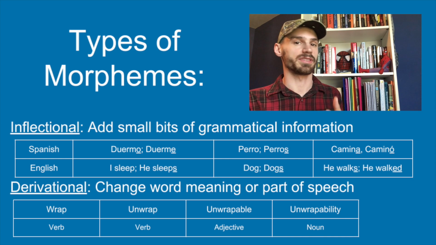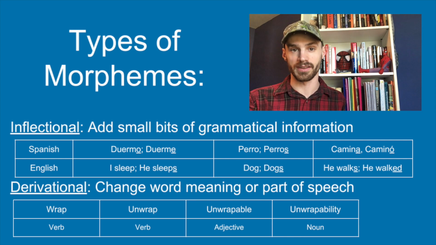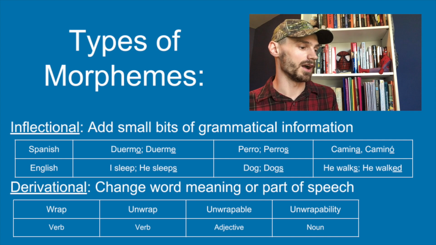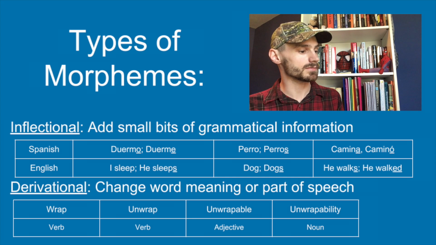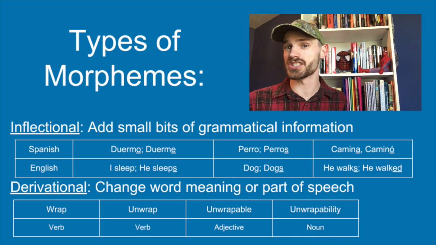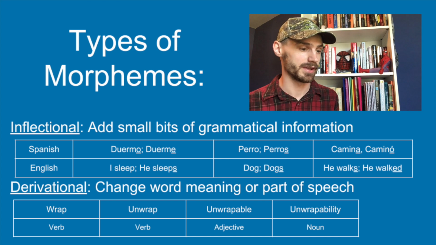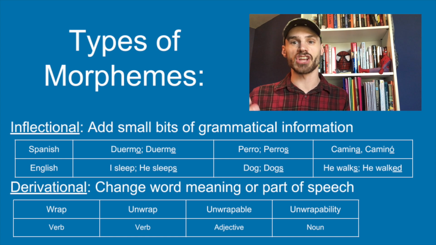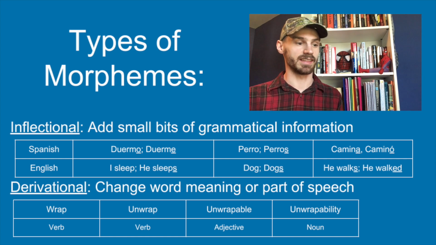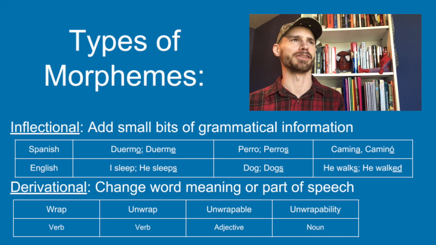Now, contrast this with derivational morphemes, which oftentimes will change the entire category of speech that the word belongs to. So we have the word wrap, which is a verb, okay? Then we have the word unwrap, which is still a verb, but you've completely changed the meaning of the verb, right? This is 100% the opposite of wrap. And then you can go on to add another suffix onto this word, unwrappable. And now you've changed the verb to an adjective. And then you could even go further to say unwrappability, like, I don't even know how you would use this word.